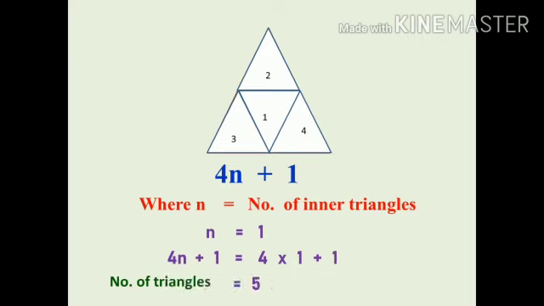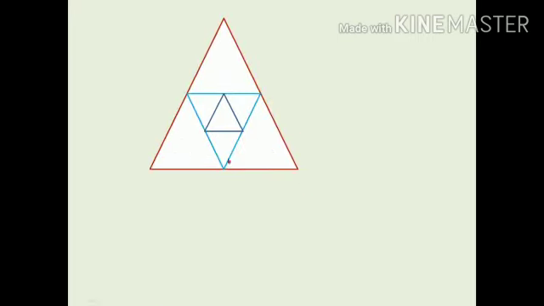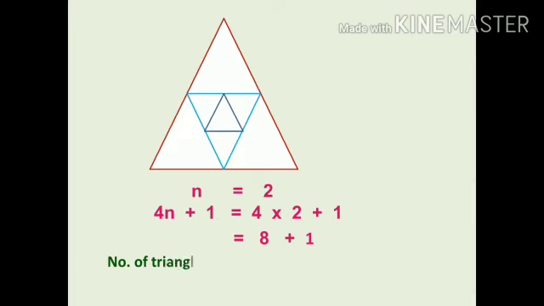Let's see for another image also. Next, we are having this image with the same pattern. First see how many inner triangles are there. In this image we are having 2 inner triangles. So we get n is equal to 2. Substitute n equal to 2 in that formula. The formula is 4n plus 1. That is equal to 4 into 2 plus 1. According to BODMAS rule, do multiplication first. So 4 into 2 equal to 8. 8 plus 1 equal to 9. So the total number of triangles in this image equal to 9.